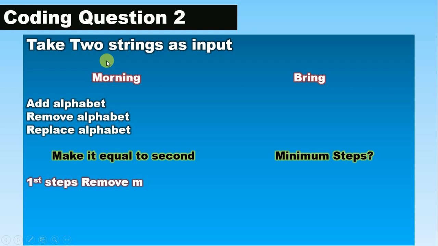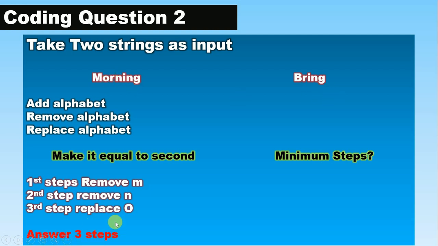You had to remove this m from this string, and second step, remove n. You had to remove this n from this string, and step third, replace o with b. So you have to replace this o with b. So this string will be converted into bring, b r i n g, because the m and n are already eliminated, and this o is replaced with b. So your answer will be 3 steps. You have just taken 3 steps to convert the string morning into bring.